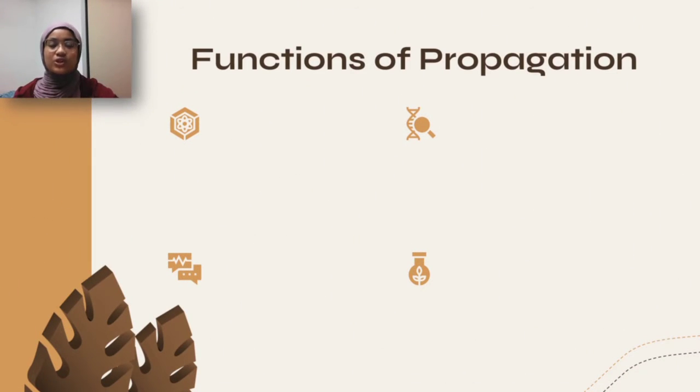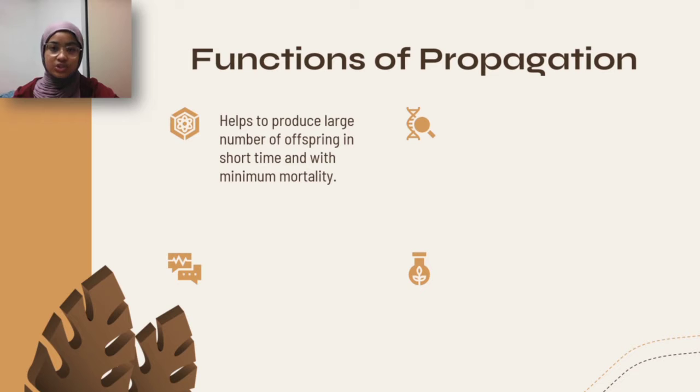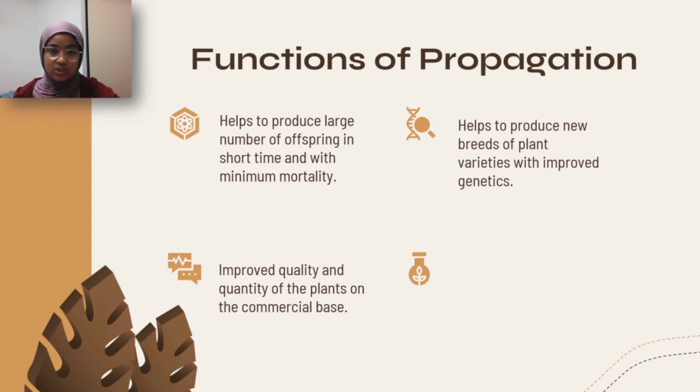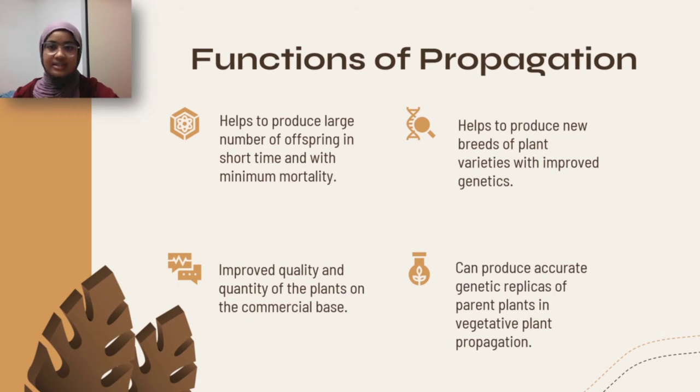So the functions of propagation. The first function is it helps to produce a large number of offspring in a short time and with minimum mortality. The second function is it helps to produce new breeds of plant varieties with improved genetics. The third function is to improve quality and quantity of the plants on a commercial basis. And the last function, it can produce accurate genetic replicas of parent plants in vegetative plant propagation.